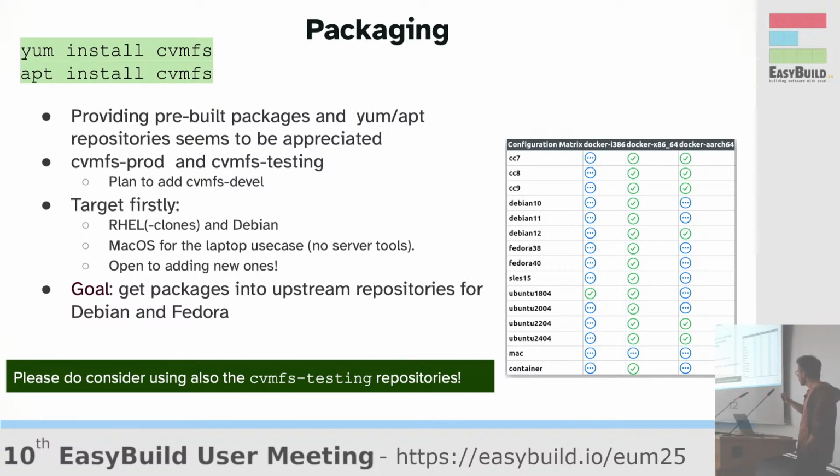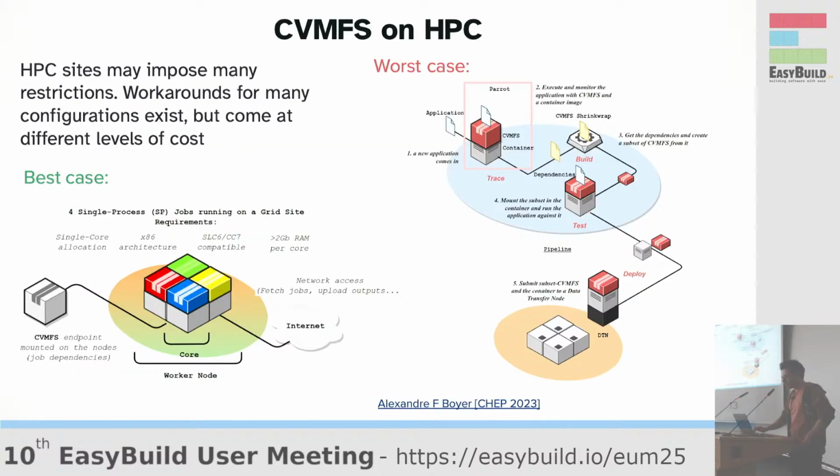Also do consider using the CVM-FS testing repositories. This is usually very stable, and it gets you the newest version a week early. If you install this on a fraction of worker nodes, it lets you update very calmly, and you're sure that there aren't any problems.